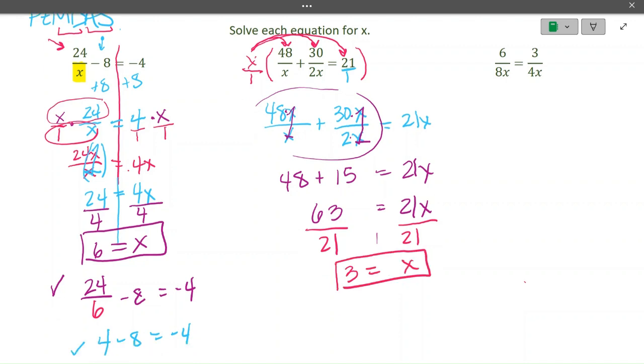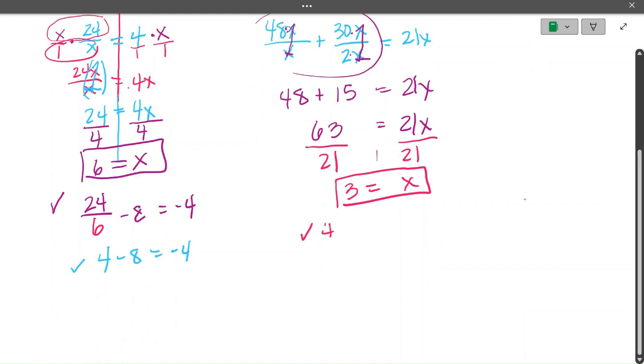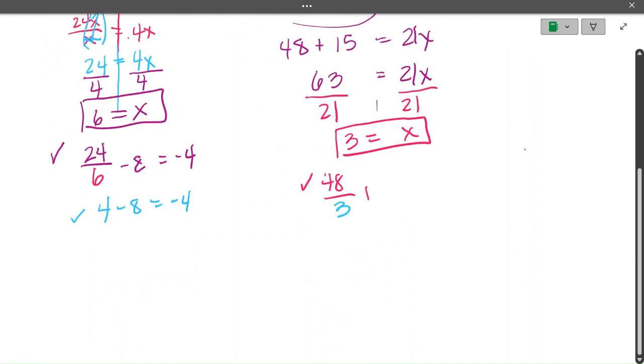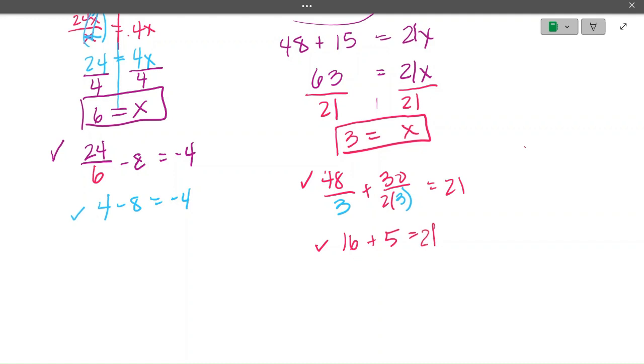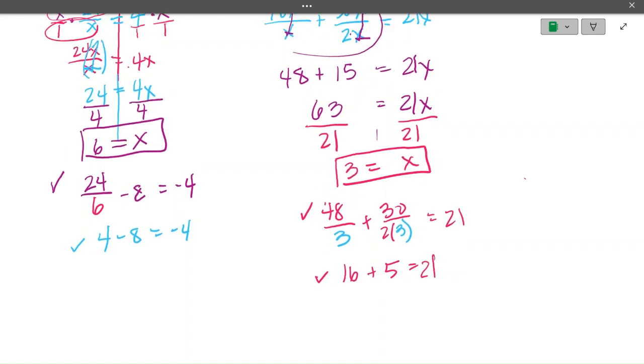All right, let's just double check that we are correct. So everywhere that I see x, I'm putting in 3. So I'm going to put in 3 in blue. Plus, and then that equaled 21. So let's just do this really quick. 48 divided by 3 is 16. Plus 30 divided by 2 times 3 is 6. So it's 5. 21 does in fact equal 16 plus 5. So that answer is correct.